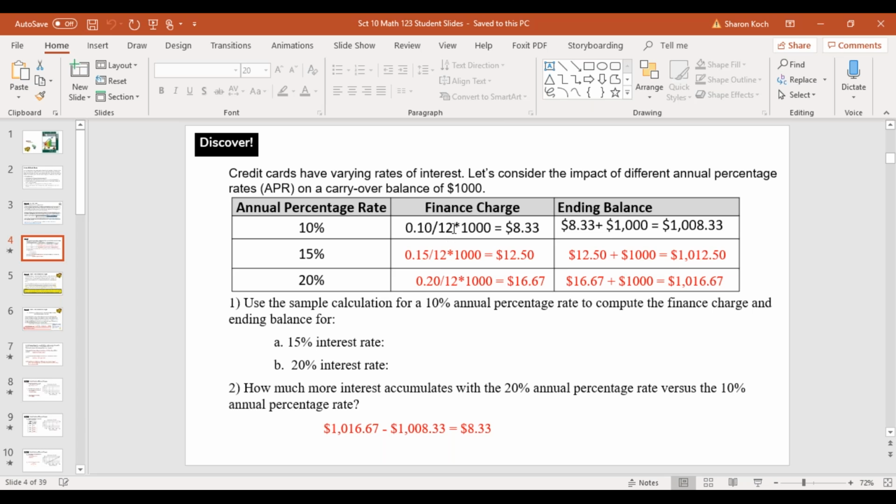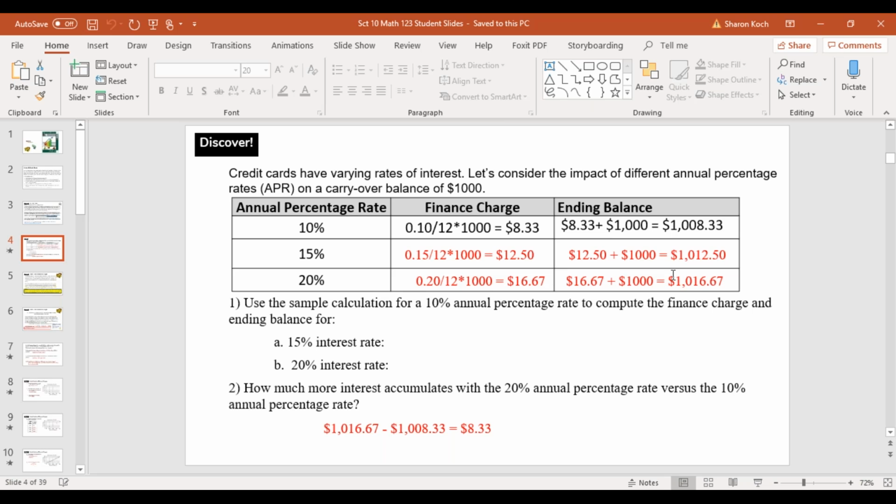And everything then, since it's monthly, we're going to be dividing by 12. So you're basically going to take your APR rate, divide by 12 to get your monthly rate. So you can see then we took this first, divided it, then we multiplied by our balance, our carryover balance. Okay, so based on either 10%, 15%, or 20%, you can see the differences in these finance charges.